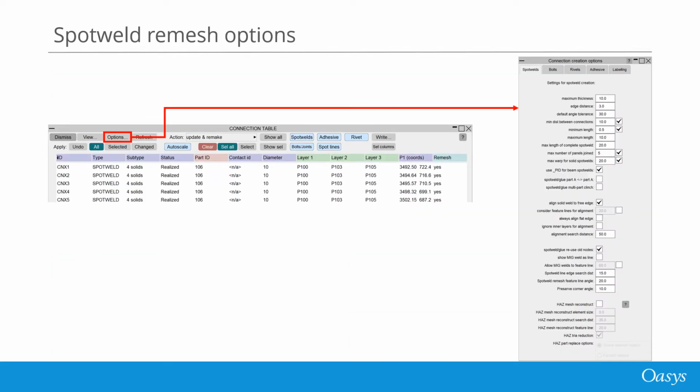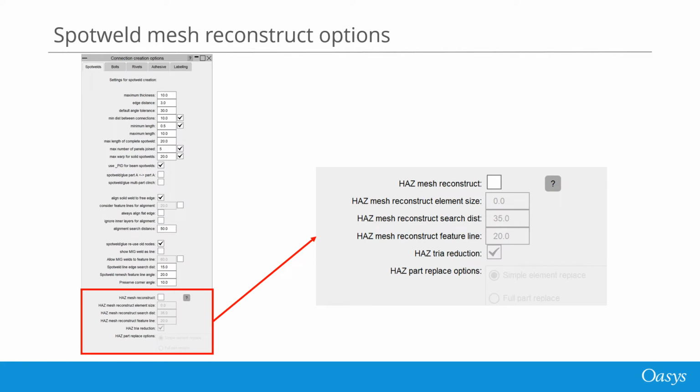The spot weld remesh is controlled in the Connection Creation Options panel under Spot Weld tab. The panel provides various options like align solid weld to free edge, spot weld remesh feature line angle, preserve corner angle, etc. In Primer 19, we have added HAZ mesh reconstruct and HAZ tria reduction options to improve mesh quality by reducing the tria element density around spot welds during spot weld remeshing. Tria density refers to tria elements sharing nodes with another tria.